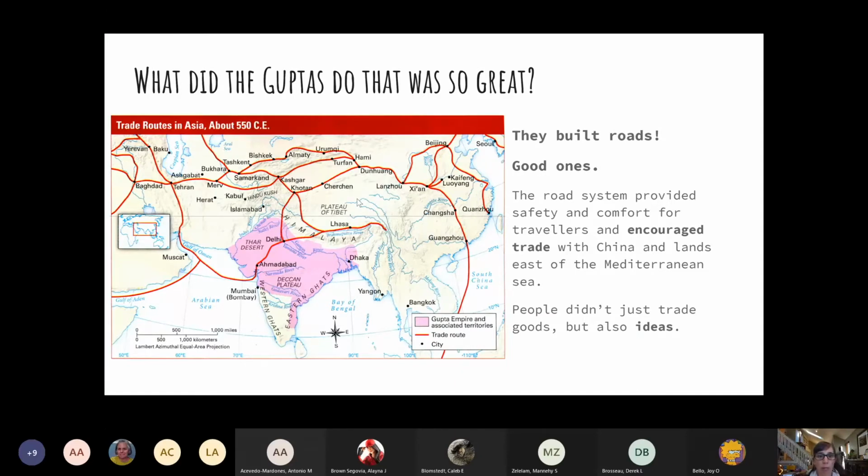So really long, really good roads and trade routes, which means they weren't just trading things, goods, they were also trading ideas. And we'll see that a lot of the things that started in India traveled through Arabia and to the Western world as well.